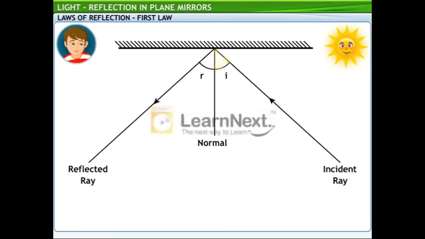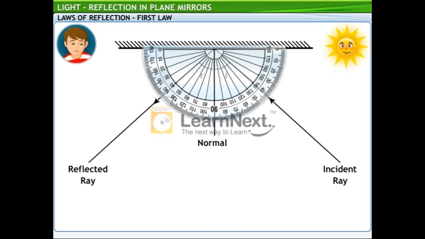Now compare the angle of incidence and the angle of reflection using a protractor. Which one seems bigger? Neither. Both angles seem to measure the same.